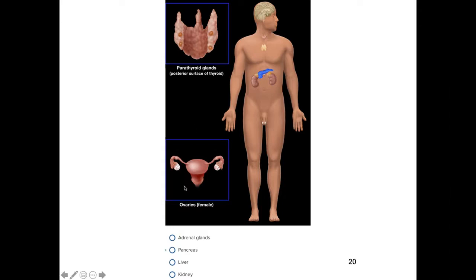What's the differences? Here we're looking at female reproductive organs. So here is the uterus. Here's the fallopian tubes. Here is the fimbriae, which are like fingers, and here are the ovaries.